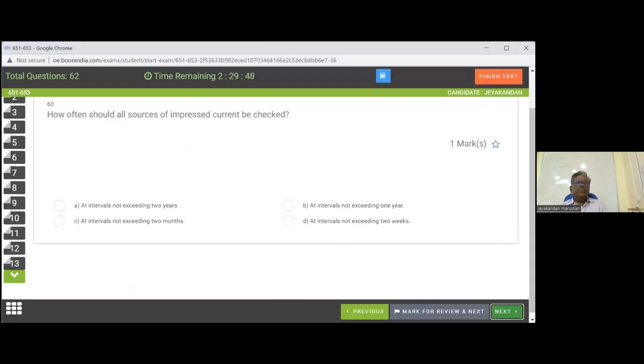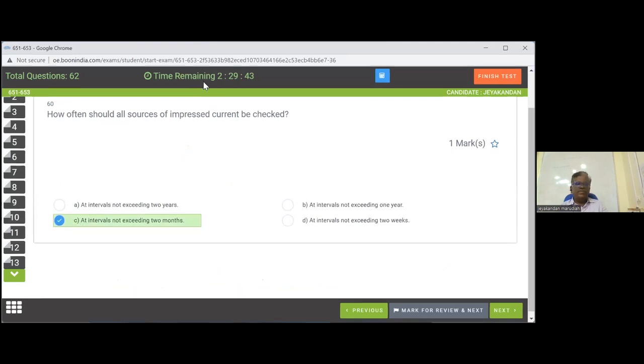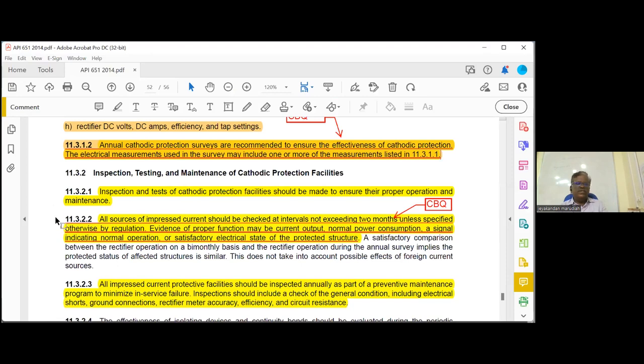Next, how often should all sources of impressed current be checked? Not exceeding 2 months. 2 months. So it is 11.3.3.2.